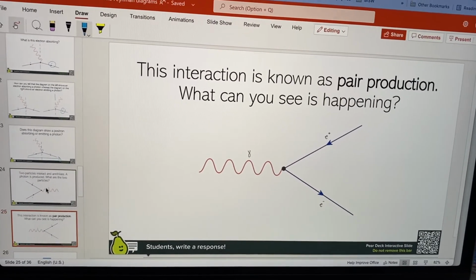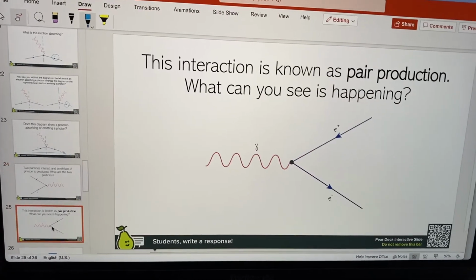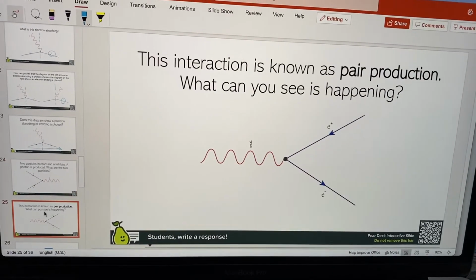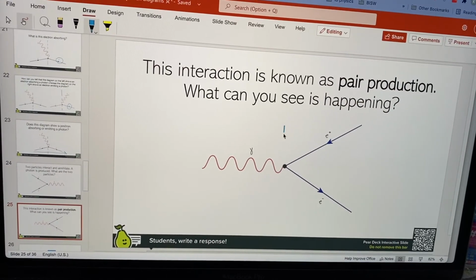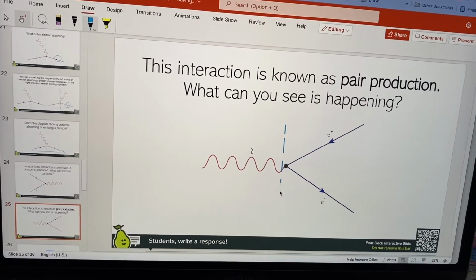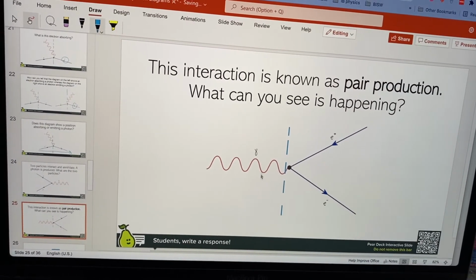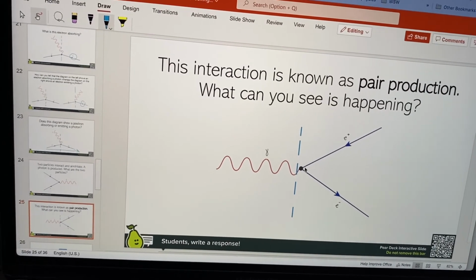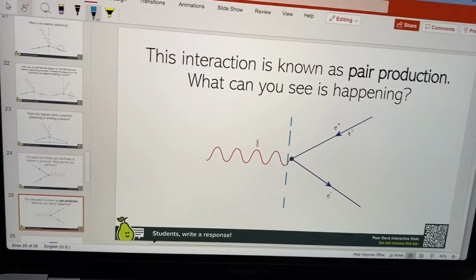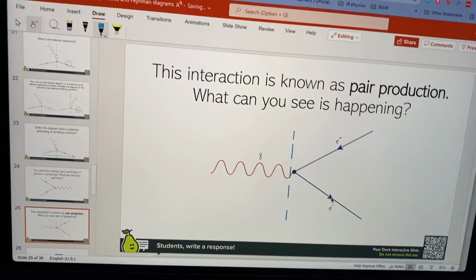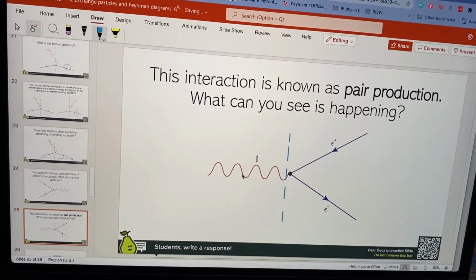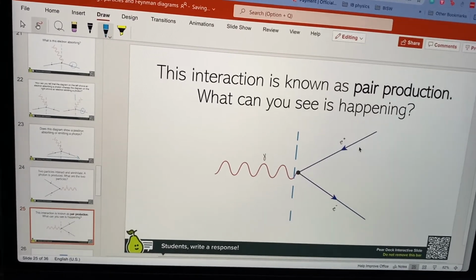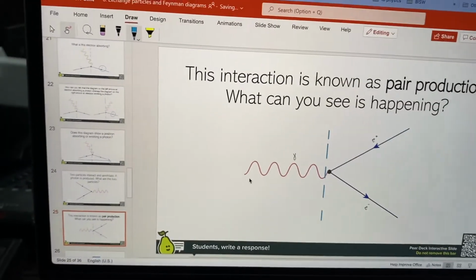Okay, hopefully you can see if I switch from slide 24 to 25, it's the same diagram, but the other way around. So again, let's go for an instant in time. I have a photon before this point in time, and then afterwards what I have is a positron and an electron. So this is pair production. So we've got a photon converting into a positron and an electron.